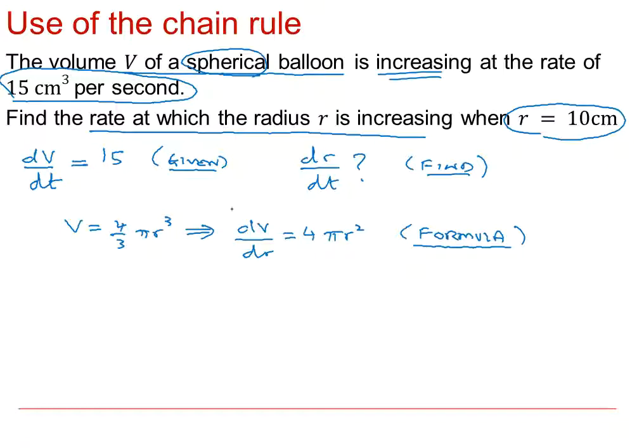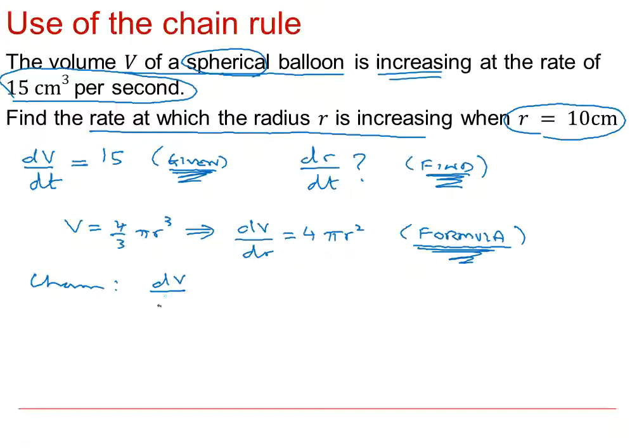So that's a rate of change that we have calculated from a formula. So these are usually the things we're looking for in a question. Is there a given rate of change? Is there a rate of change which we're trying to find? And is there a rate of change which we can find from a formula? Now we can apply the chain rule.